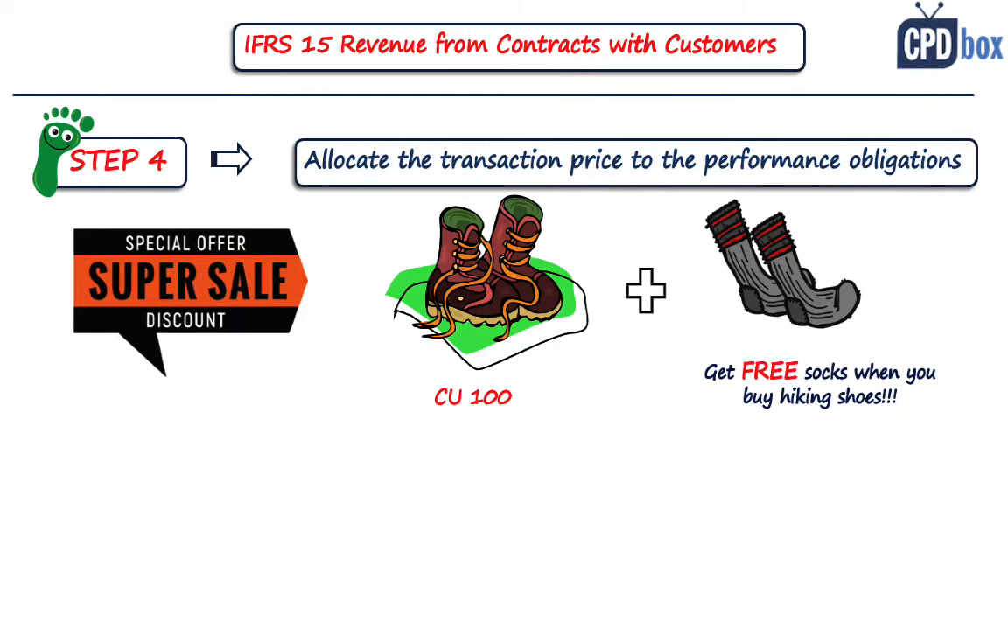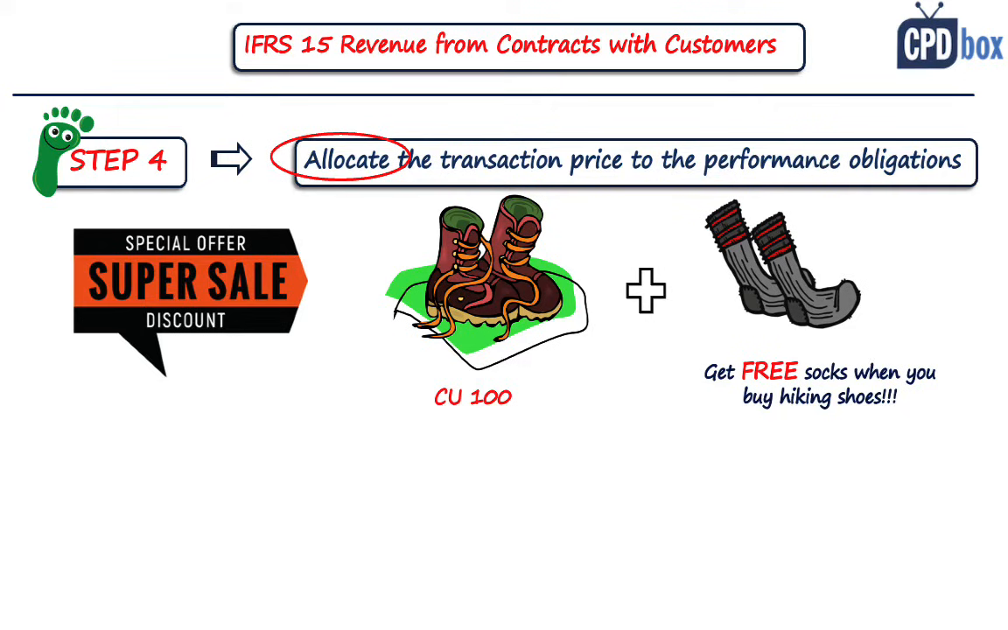But from the accounting point of view, the hiking shop has 2 performance obligations, right? Shoes and socks. And the transaction price is 100. That's what I will pay. However, how does the shop recognize the revenue? Under IFRS 15, you cannot recognize 100 for shoes and nothing for socks, right? Instead, you must allocate 100 currency units to both shoes and socks. That's the point of this step.